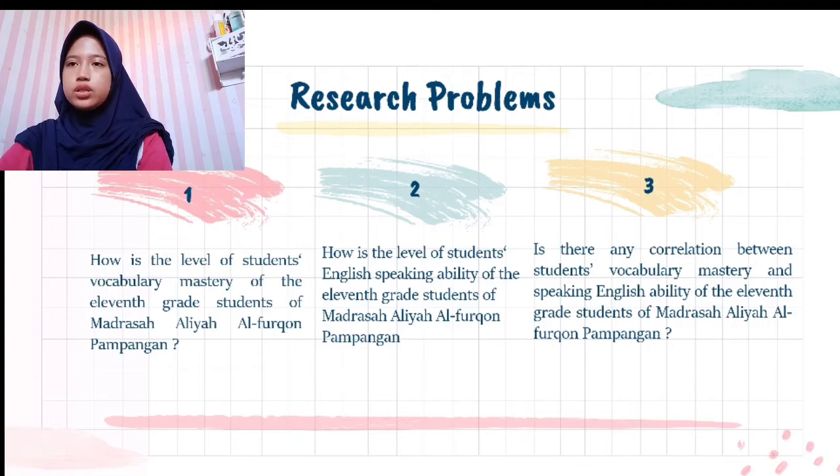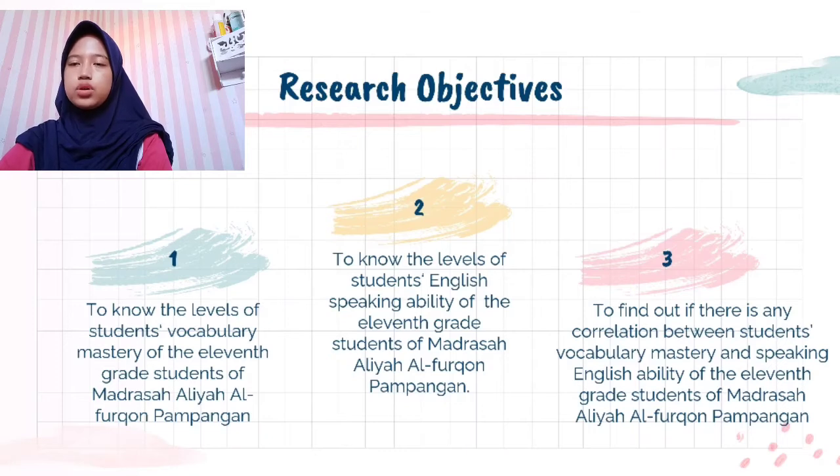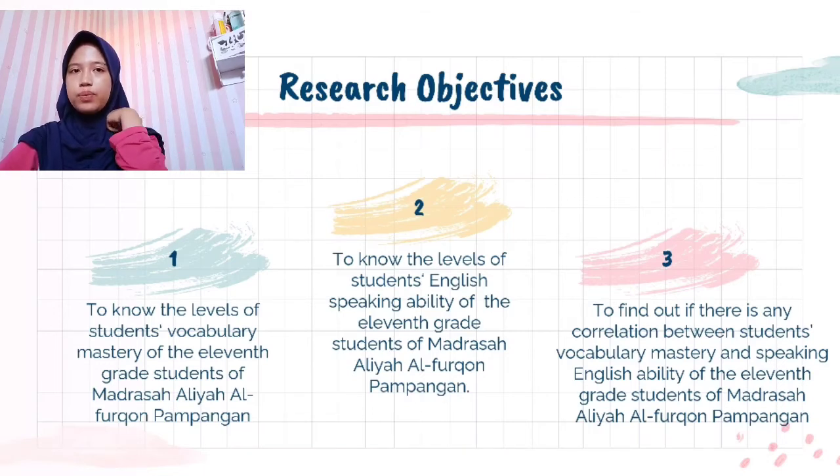And for the research objectives, the first one is to know the levels of student vocabulary mastery, the second is to know the levels of students' English speaking ability, and the third is to find out if there is any correlation between students' vocabulary mastery and their English speaking ability of the 11th grade students of Madrasah Aliyah Al Furqan Pampangan.